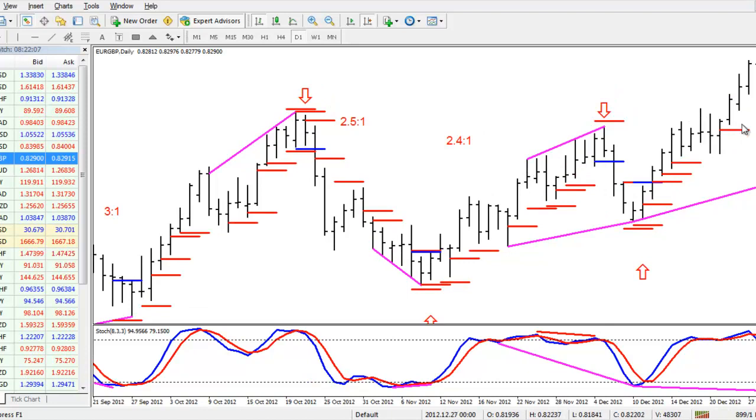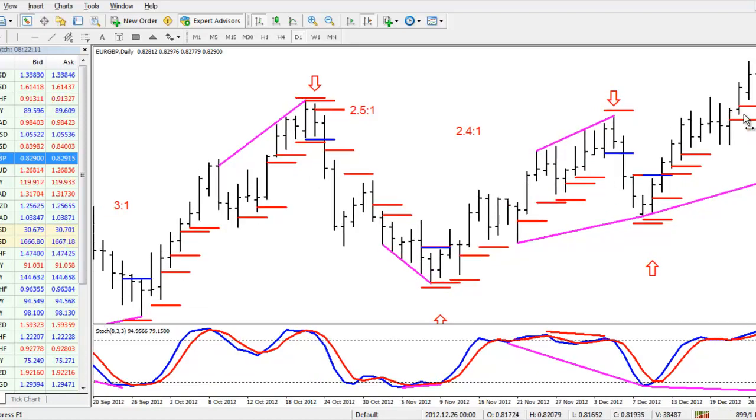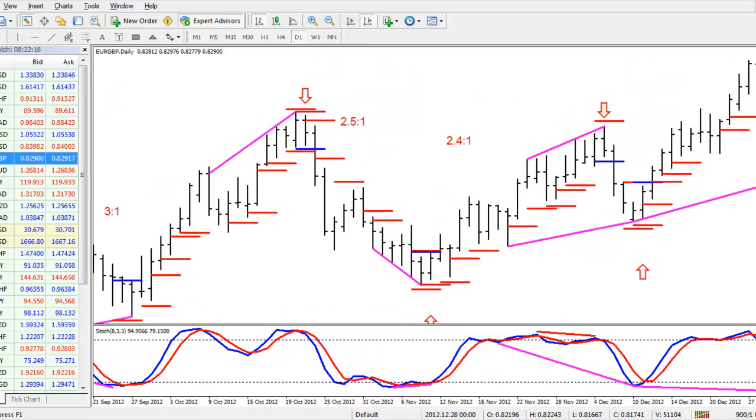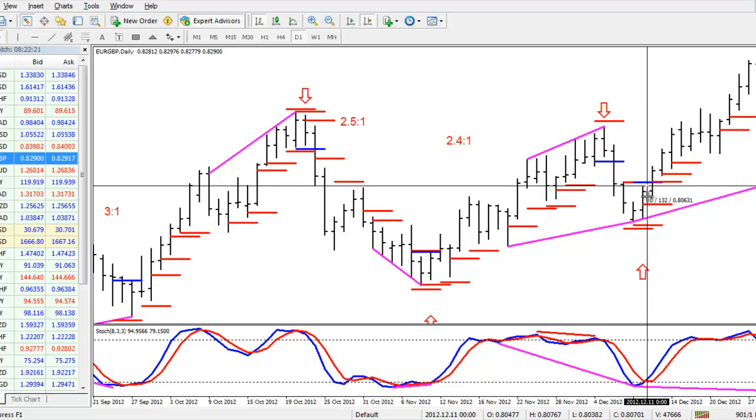And the lowest low of the last 3 bars puts the stop loss up to here, where we're now in a position where we originally risked around about 50 pips, and we've locked in around about 82 pips. So just over 1.5 to 1.